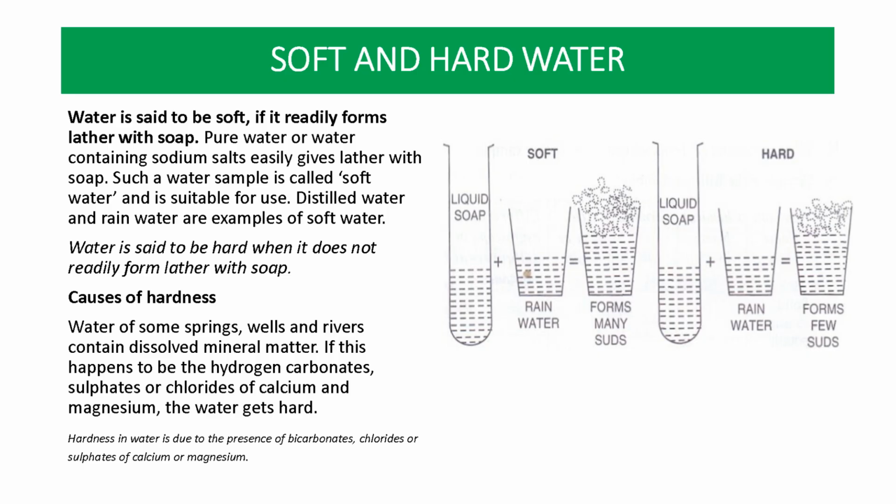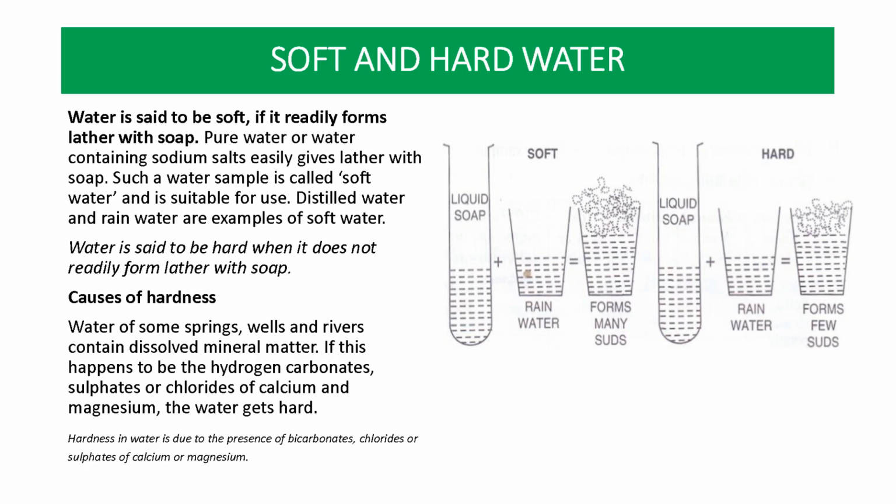Distilled water and rainwater are examples of soft water. So what is the example of soft water? Distilled water and rainwater, because they readily form lather with soap. Water is said to be hard when it does not readily form lather with soap. So when it forms lather with soap, it is soft water. When it does not readily form lather with soap, it is called hard water.